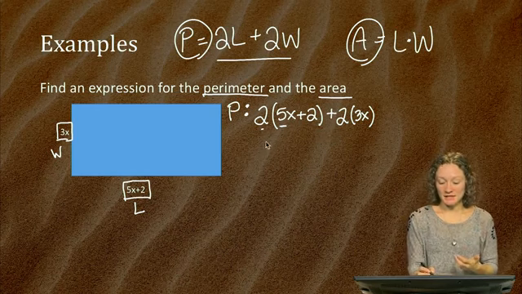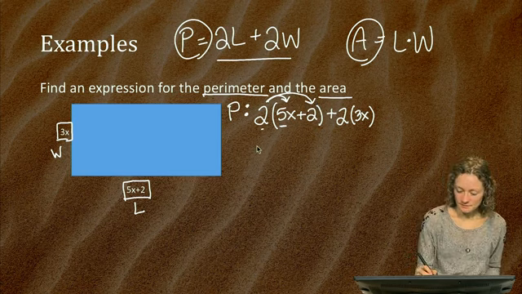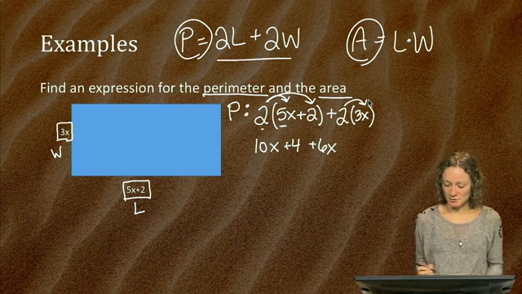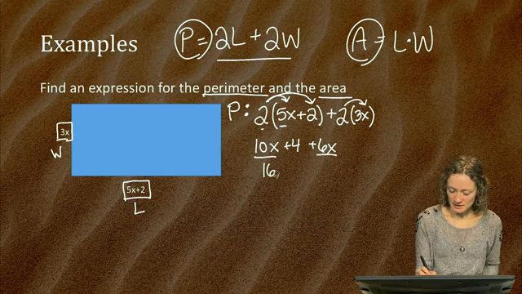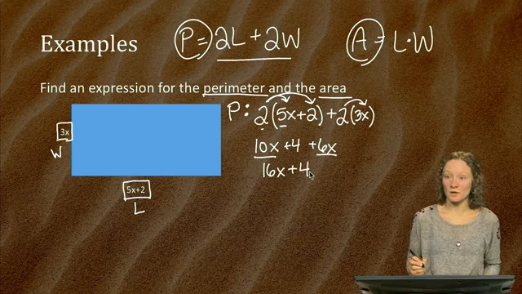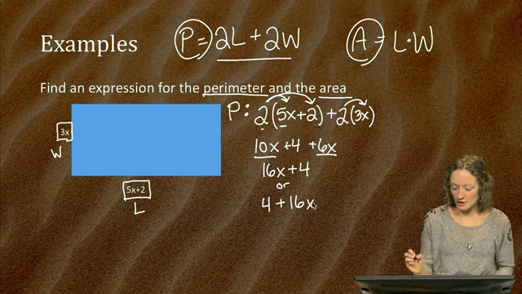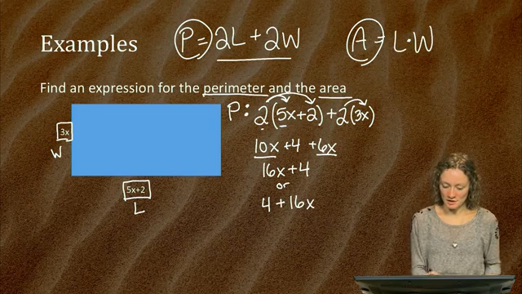But our objective also asks us to simplify. So let's do that. To simplify this, we can distribute the 2, giving us 10x plus 4 plus 6x, distributing the 2 to this parentheses, and then combine like terms. We get 16x plus 4. Now, if when you combine like terms, you put the whole number first, followed by the variable term, that would also be fine. Either one of these is completely acceptable for a perimeter expression.